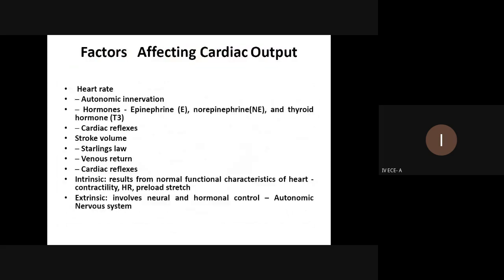Okay, then what are the factors affecting the cardiac output? Heart rate, autonomic innervation, hormones, majorly epinephrine, norepinephrine, and thyroid hormone. Then cardiac reflexes, stroke volume, Starling's law, venous return. Then the intrinsic conditions, which result from the normal functioning characteristics of the heart, that is contractility, HR, preload. Extrinsic involves neural and hormonal control, that is the autonomic nervous system. Okay, so these are the factors affecting the cardiac output.